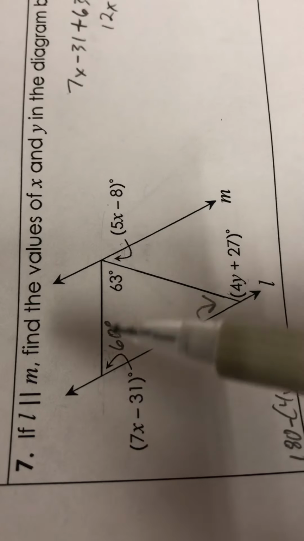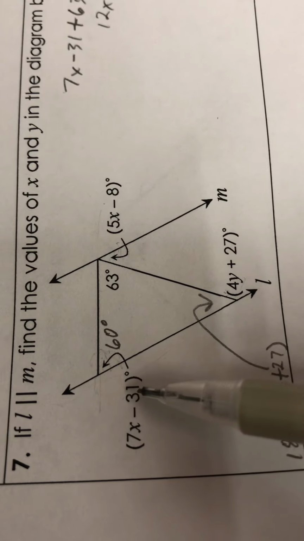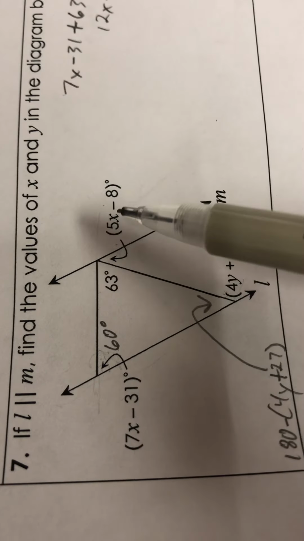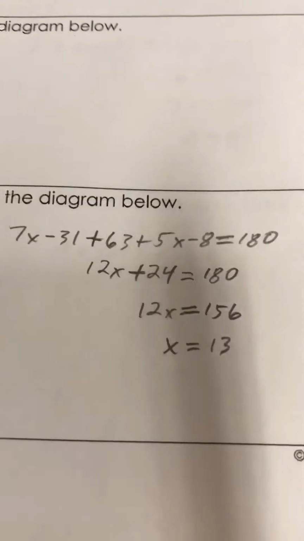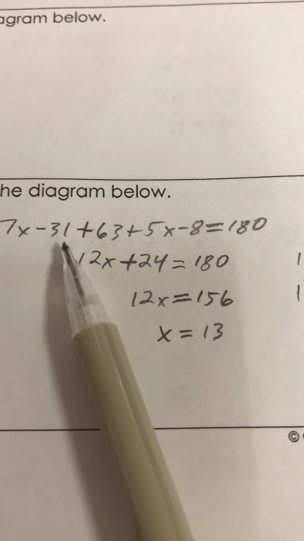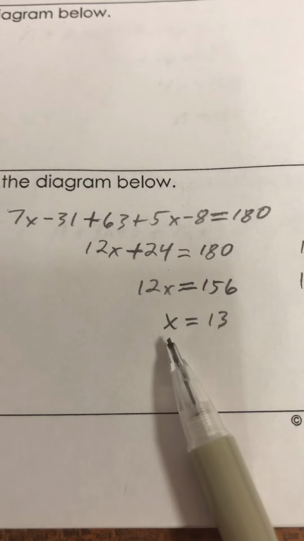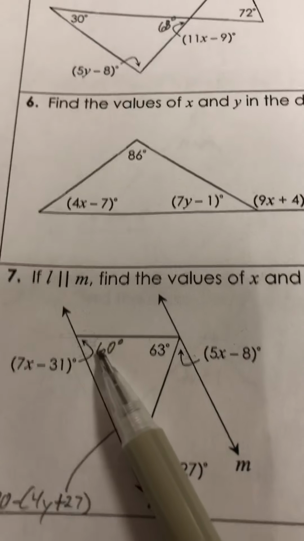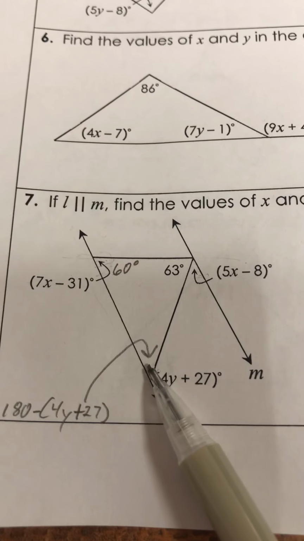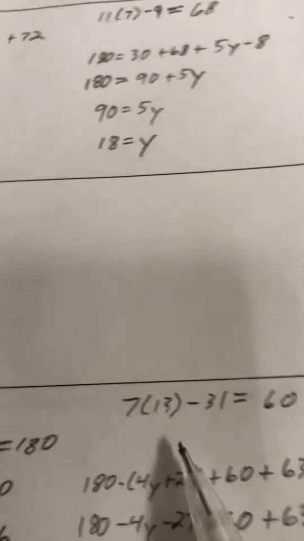They're supplementary. So this angle, don't worry about that 60 right now, but 7x minus 31 plus 63 plus 5x minus 8 is going to equal 180, and that's what I have right here. And that's going to help me solve for x. I combine my like terms, go ahead and pause it, and then divide by 12, and I get x equals 13. Now, in order for me to figure out what this y is, I plug in that 13 for x up here.